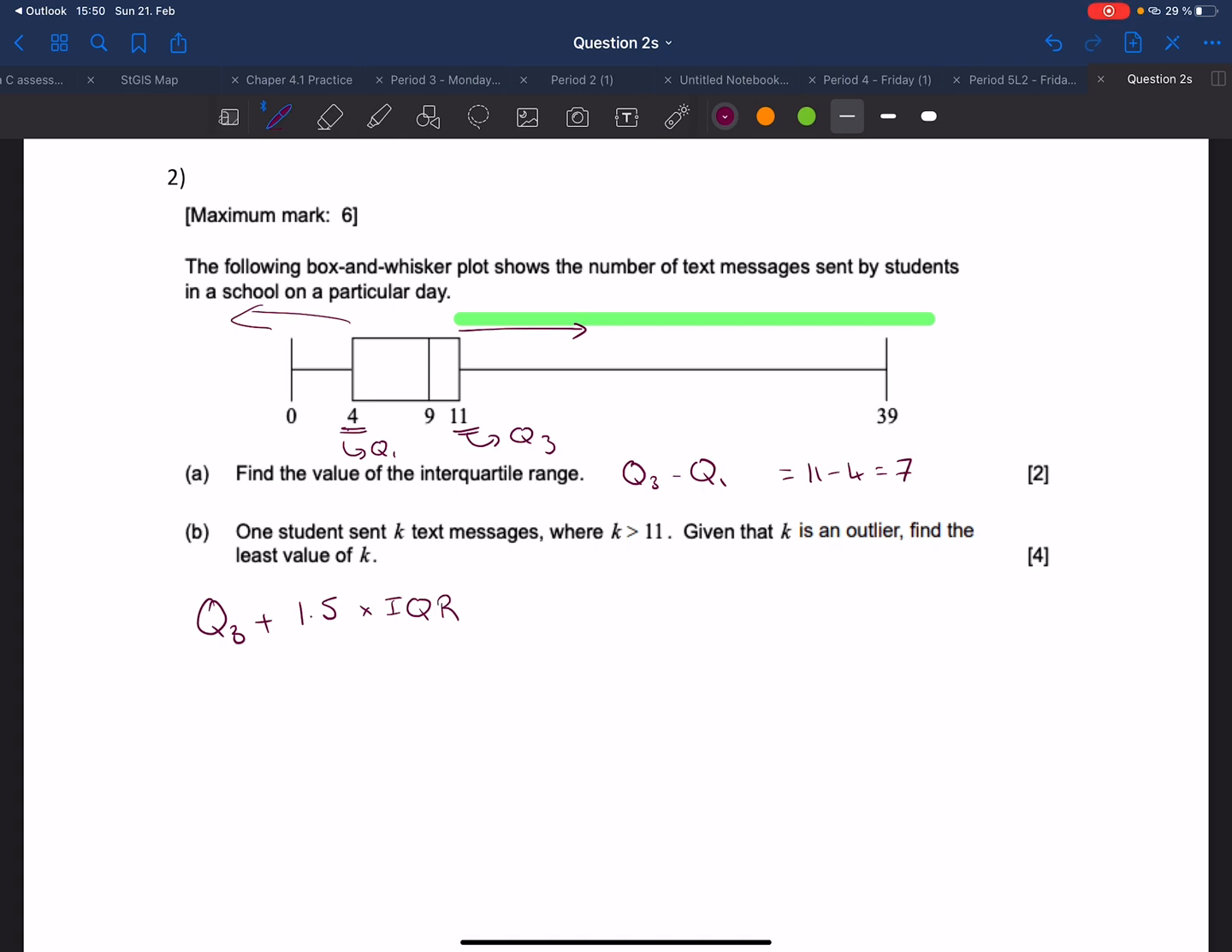1.5 times 7 is 10.5. So it's going to be 11 plus 10.5, which is 21.5. Any number of text messages greater than 21.5 is going to be an outlier. Although, as we're talking about text messages, you can't have 0.5 of a text message. So the smallest value of k is going to be 22. We definitely want to round up, because if it's under 21.5, it wouldn't be an outlier.